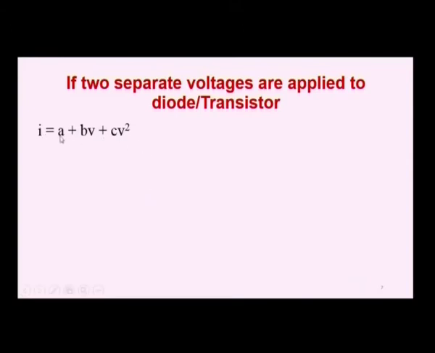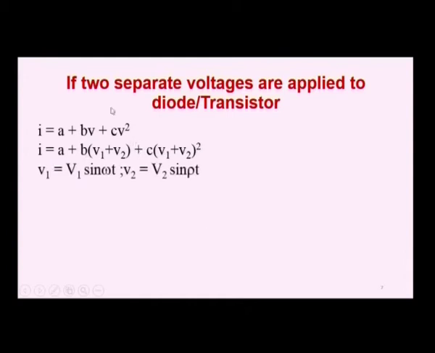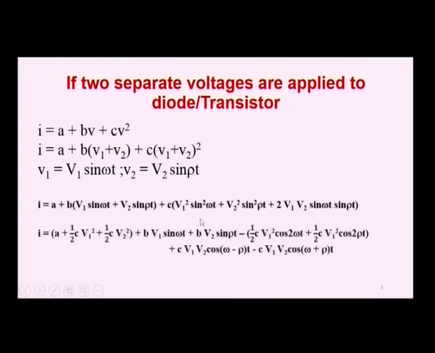We have already seen this relation between the current and voltage for a single voltage. If you apply two voltages, V1 and V2, what happens? It gets summed. So instead of V we have V1 plus V2. If V1 is a sinusoidal signal and V2 is also a sinusoidal signal, now what happens to the current? See here, the current contains these components.